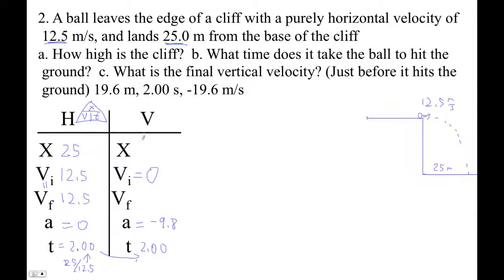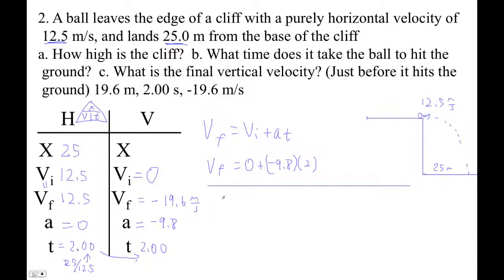And now we're set. Now we can figure out stuff here, right? Our final velocity. To find the final velocity, I'm going to use VF as VI plus AT, because I want to use no x, right? Okay, so VF is 0 plus negative 9.8 times t, times 2, right? So that's negative 19.6 meters per second. And then I want to figure out the height of the cliff, right?